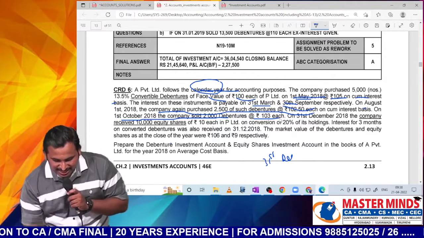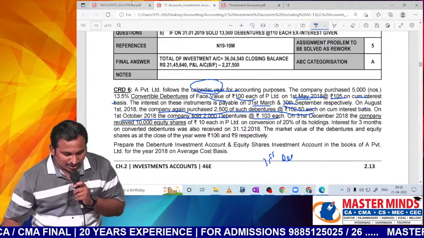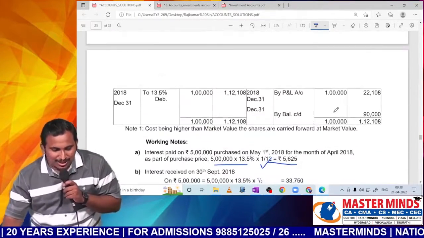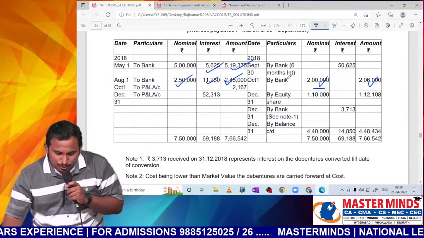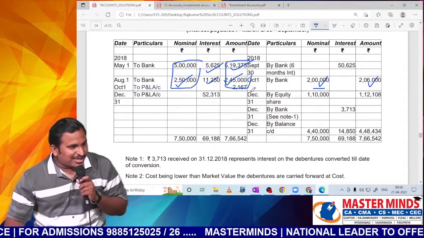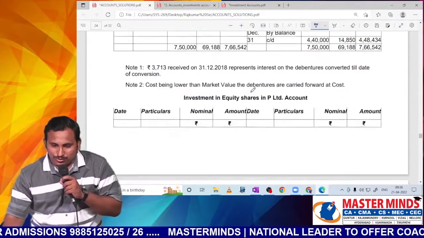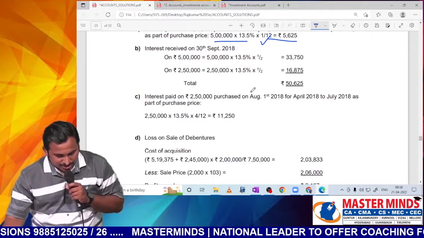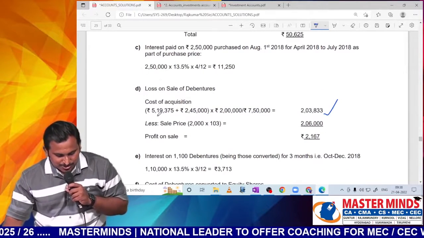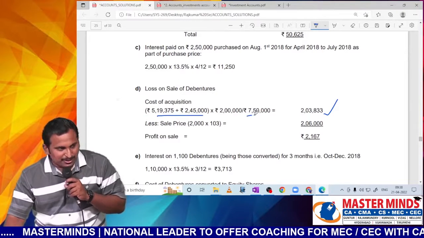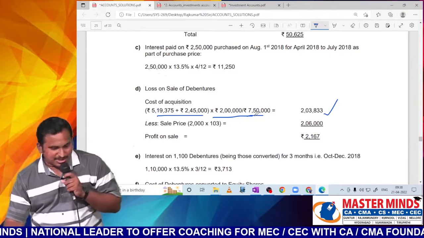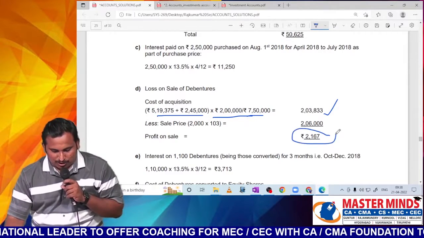Okay, right? So sale value is there, sir, 2,000 into 103. So you will record 2,000 into 103, 2,06,000. You have to compare with the cost. How many debentures are you selling? 2,000. So the cost will be 7,50,000 for 7,500 debentures. You have to find for 2,000. You will find the cost, sir. Cost of acquisition, 2,03,000. You could observe here, the total cost will be divided by 7,500 and multiplied with 2,000 because we are selling 2,000 debentures. So we'll get the cost. The difference is profit. How much, sir?